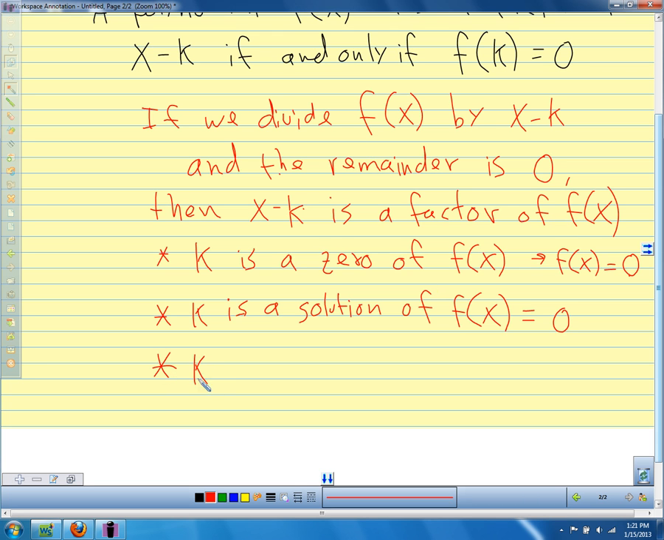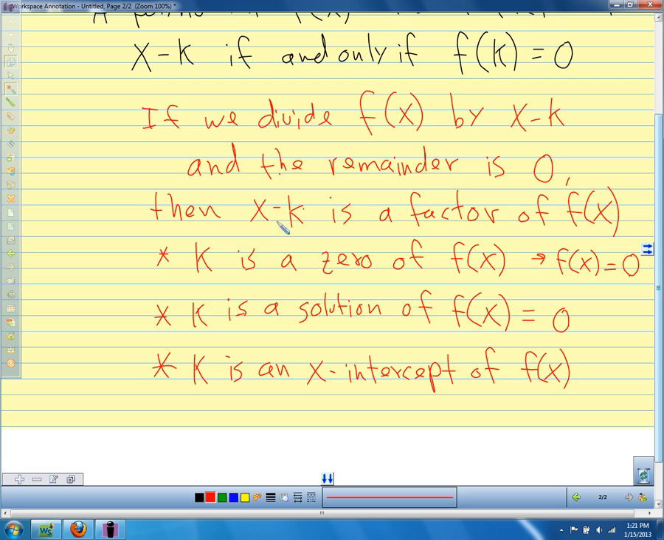The third equivalent way is saying k is an x-intercept of f of x. So all of these four things mean the same thing.